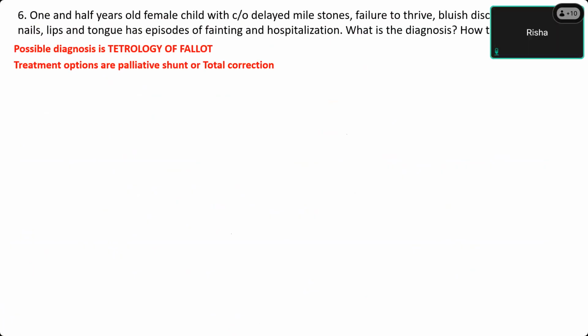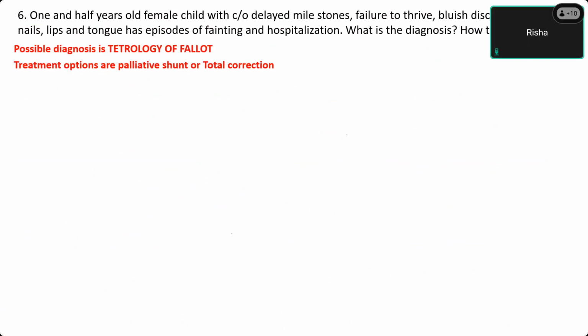Central cyanosis, because the deoxygenated and oxygenated blood get mixed in the heart itself. So it is called central cyanosis. What is the other type of cyanosis? Peripheral cyanosis, differential cyanosis. Very good. How do you differentiate between peripheral cyanosis and central cyanosis?